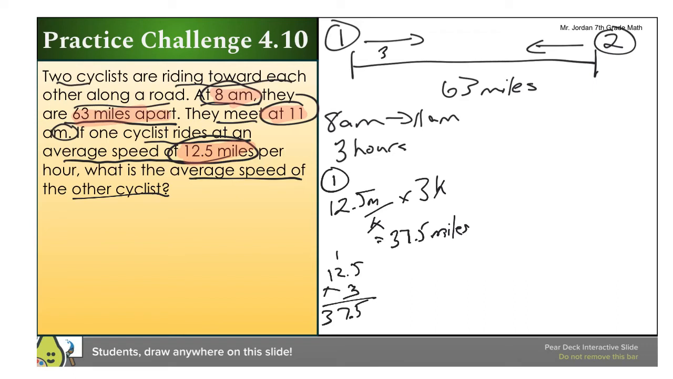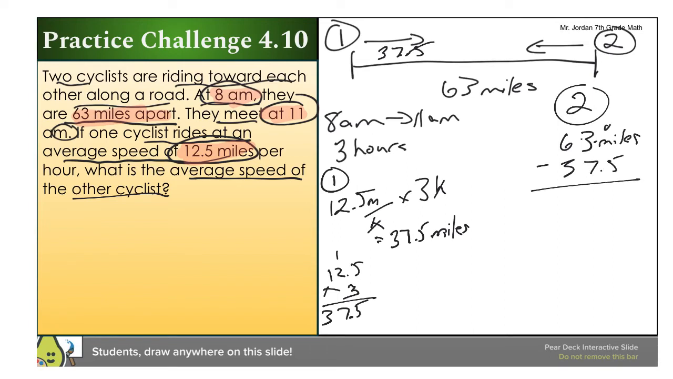So if bicyclist 1 went 37.5, that means bicyclist 2 went 63 miles subtract 37.5. 0 subtract 5 I can't do. I'm going to borrow. 10 subtract 5 is 5. 2 subtract 7 I can't do. I'm going to borrow. 6 becomes 5. 2 becomes 12. 12 subtract 7 is 5. 5 subtract 3 is 2. Remember the decimal place. So bicyclist 2 went 25.5 miles. Now, that's not what it asked me.